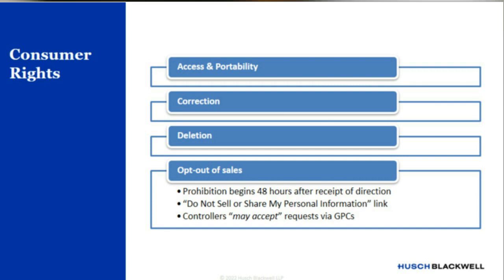In any respect, okay, so consumer rights. We see some common rights for Florida consumers, such as access and portability, correction, and deletion. There's also a right to opt out of sales, again pretty common, but controllers here are given 48 hours from when they receive the consumer's direction to stop selling or sharing the information. And as previously mentioned, they have to have that link. Also, controllers are allowed, but not required, to accept opt-out requests received through global privacy controls.